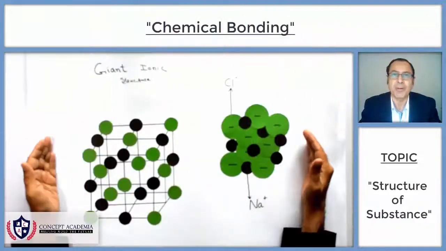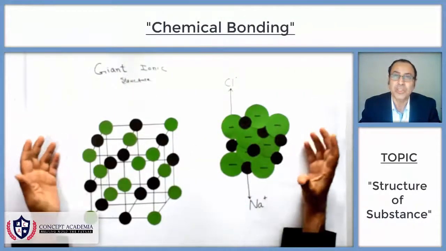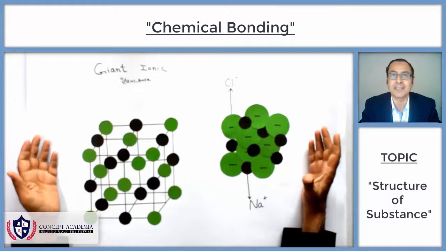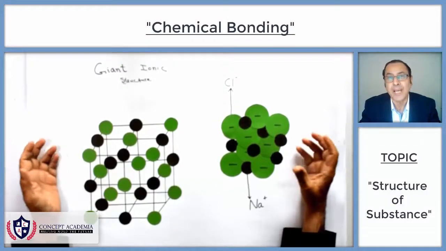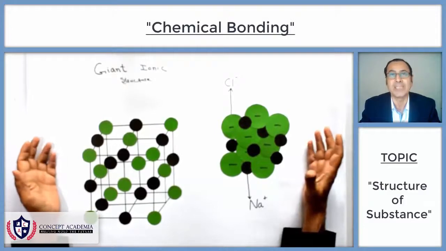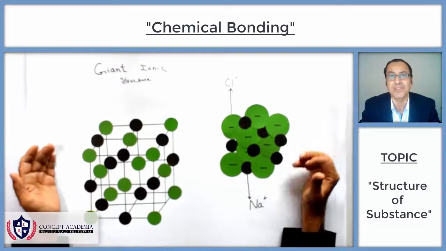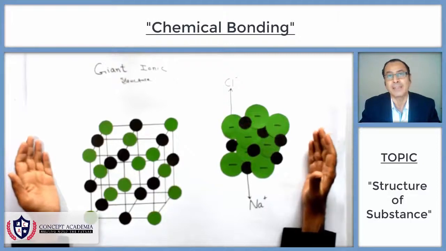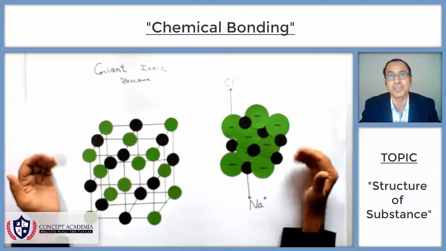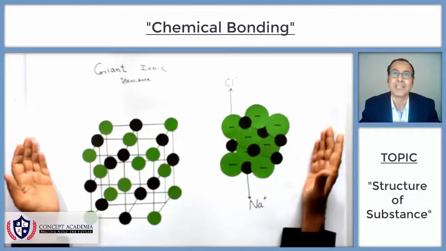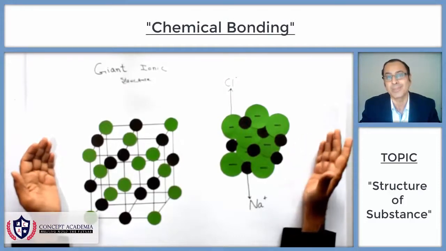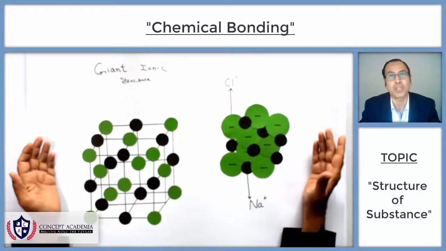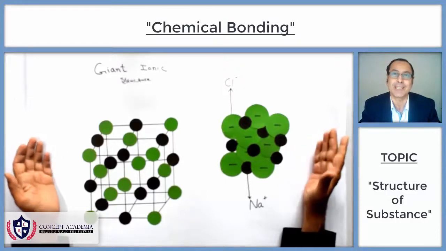The type of the bonding tells us about the structure of the substance, and the chemical bonding and the structure tells us about the properties, physical and chemical properties of the substance. And from the properties, we are able to find out the use or utility of the substance. So my present topic is how the chemical bonding leads us towards the structure of the substance.